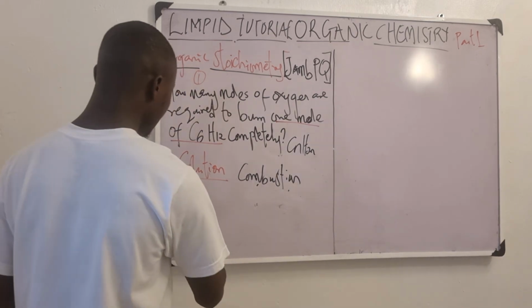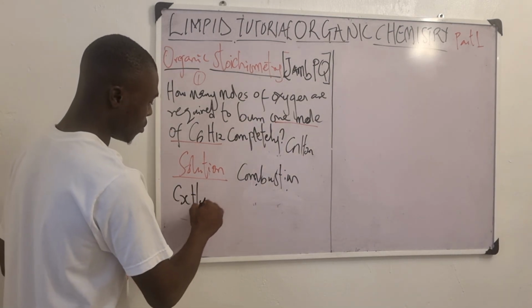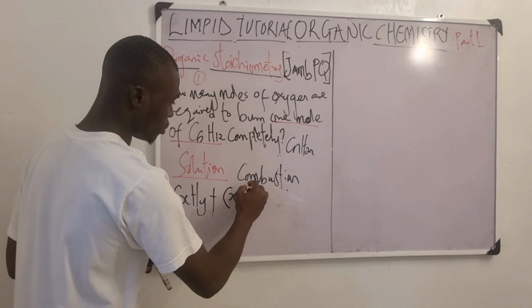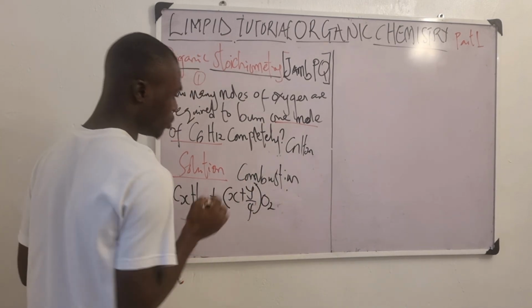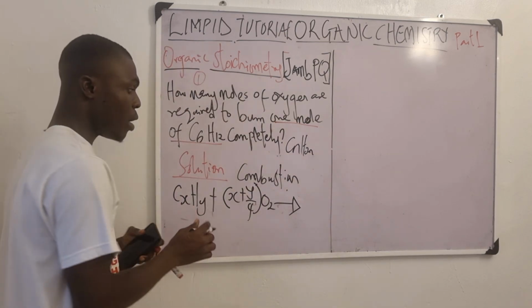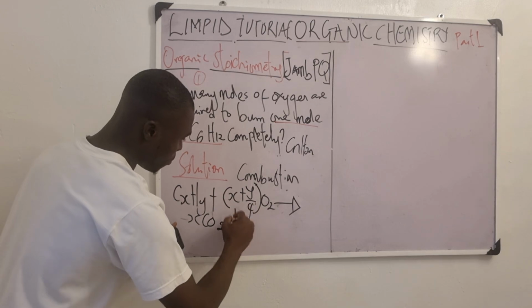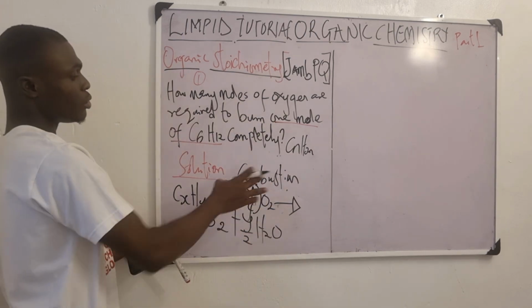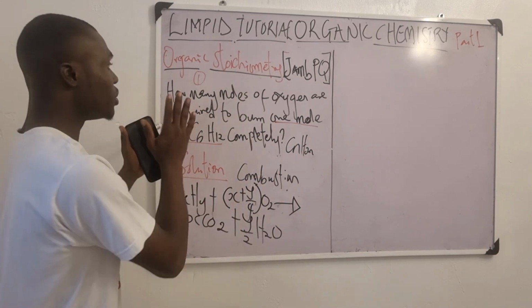It says CxHy plus open bracket x plus y over 4 bracket close O2 will give you xCO2 plus y over 2 H2O. This is the combustion formula, the combustion method you can use to solve this question accurately.